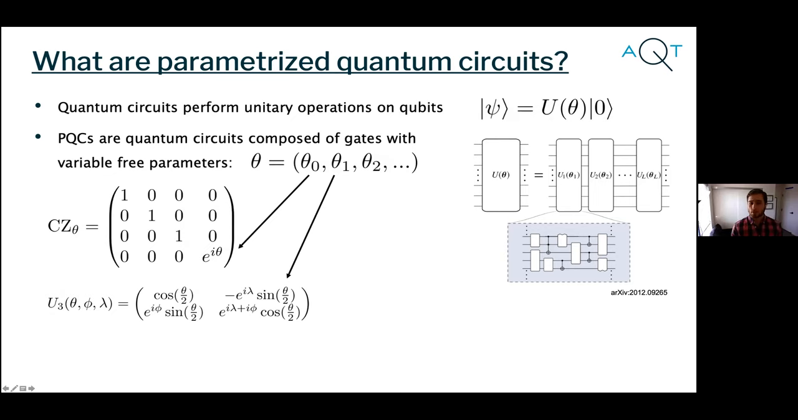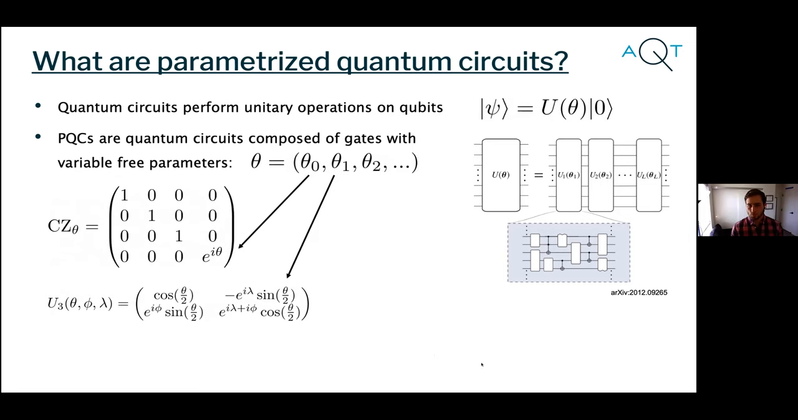In any case, when I measure this circuit in some basis, is there a question? Hey, can you mute your microphone if you haven't muted yet? No, this one. Okay. Yeah. I didn't hear the water bottle. Okay, I'm muted for him.